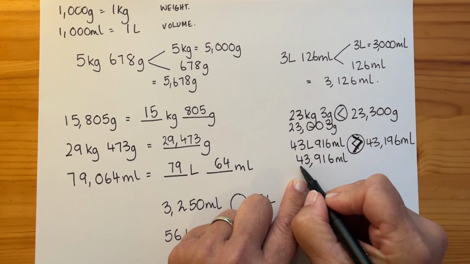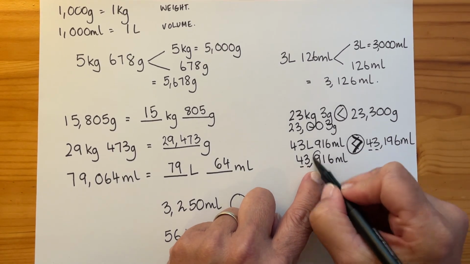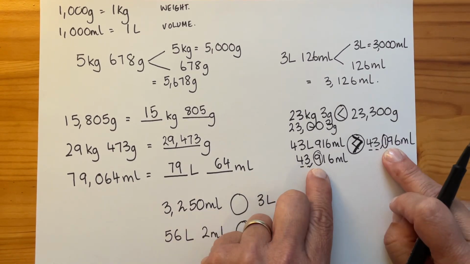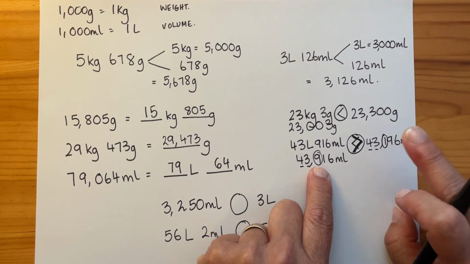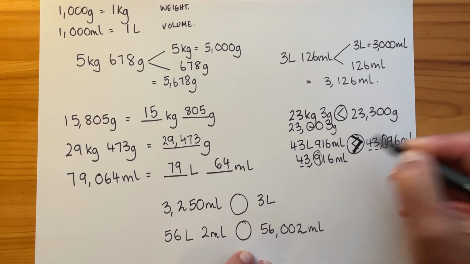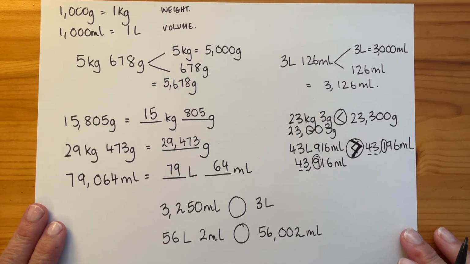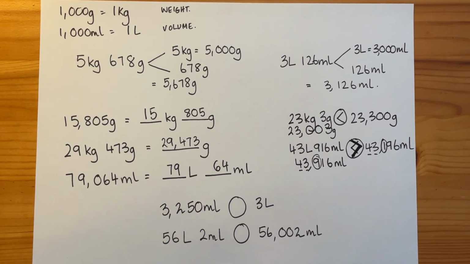And if you're not sure, just look at the numbers in order where we've got 43,000. When does the number change? It changes here and the 9 is bigger than the 1, right? So that's one way to make sure you don't get tricked. There you go. That's it for weight and volume in metric units of measurement.